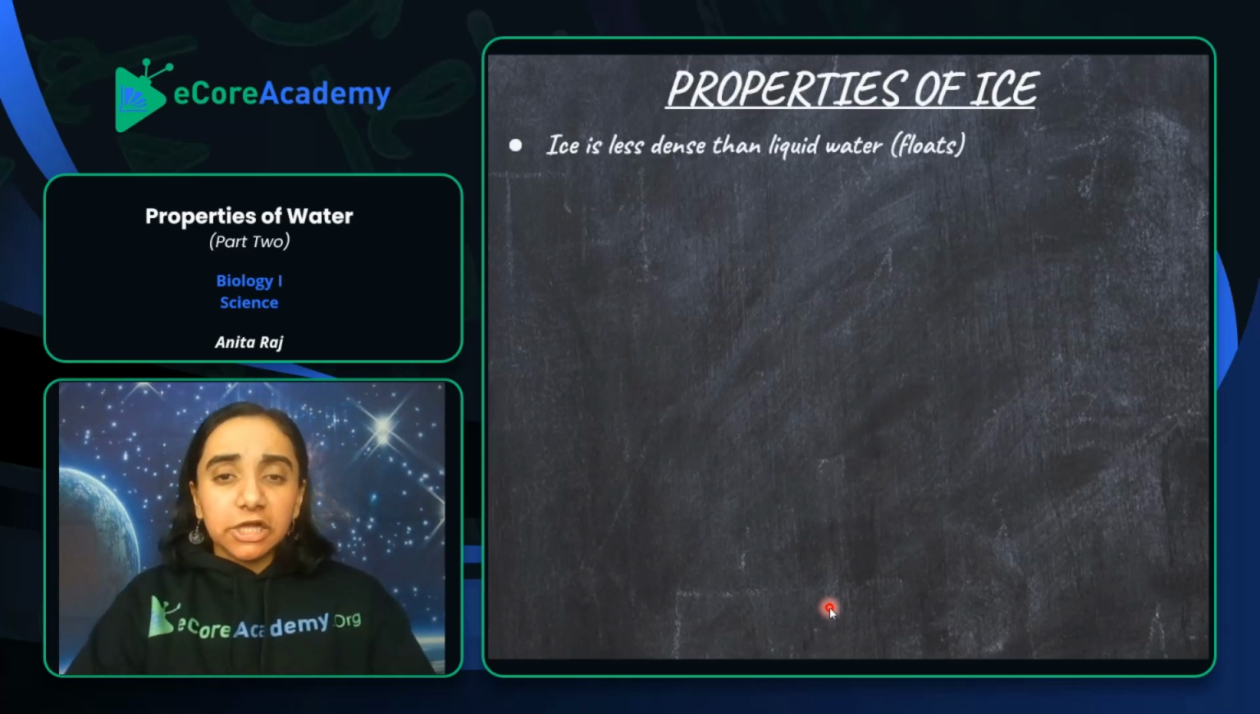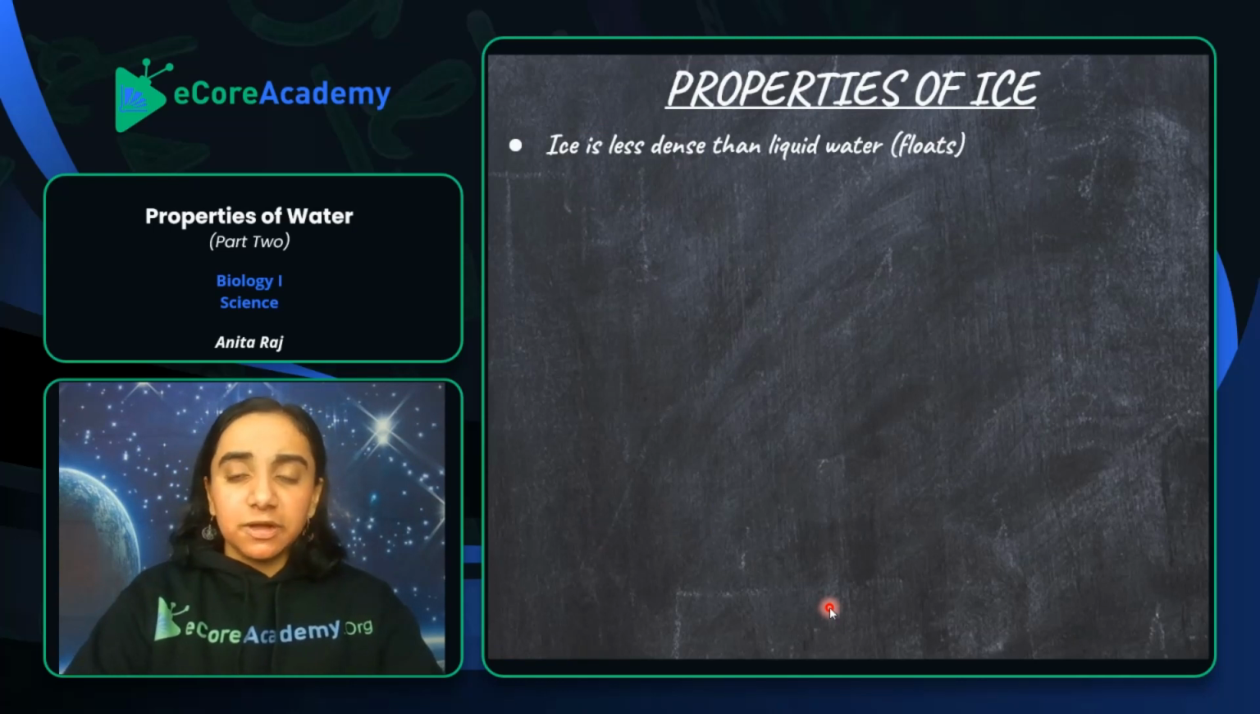So continuing on with hydrogen bonds, there are properties of ice that are important because of hydrogen bonds. And this is the fact that ice is less dense than liquid water, meaning ice floats on water. You've probably seen this when you filled up a glass of water, put ice in, and the ice floats on top. Well, that's the same here.